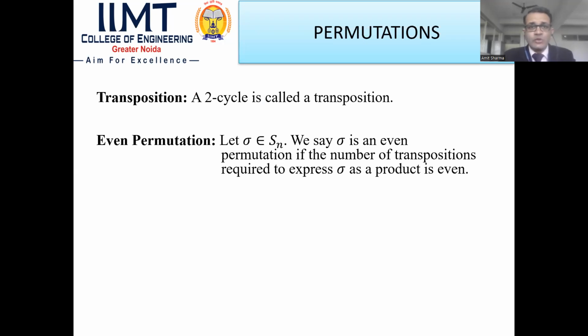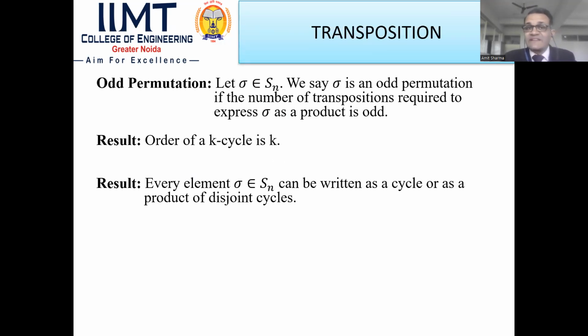Now transposition. What is transposition? A 2-cycle is called a transposition. What is even permutation? Let sigma belongs to Sn. We say sigma is an even permutation if the number of transpositions required to express sigma as a product is even. Odd permutation. Let sigma belongs to Sn. We say sigma is an odd permutation if the number of transpositions required to express sigma as a product is odd. Next result is order of a k-cycle is k.